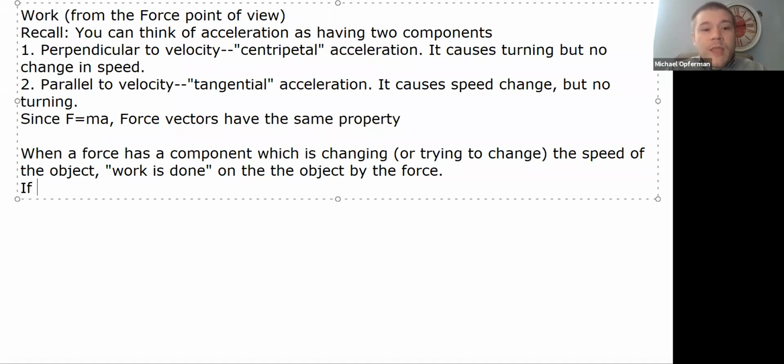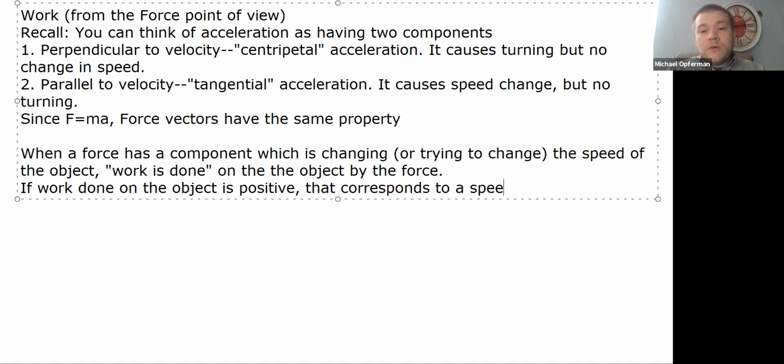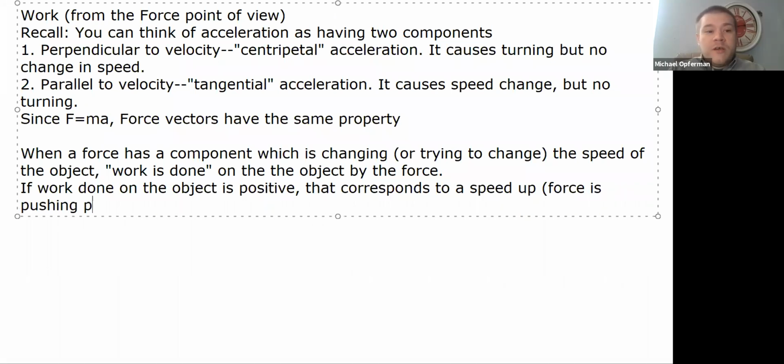If the work is positive, I should be a little bit careful with the phrasing here. If the work done on the object is positive, that corresponds to a speed up, or an attempt to speed it up, so that the force is pushing the object forward in the same direction as the velocity.